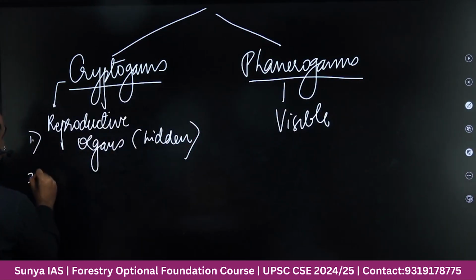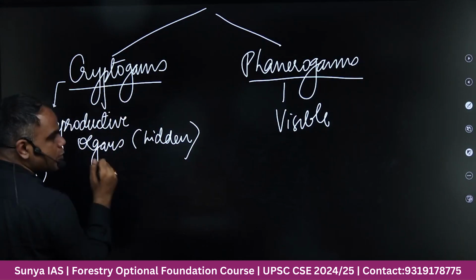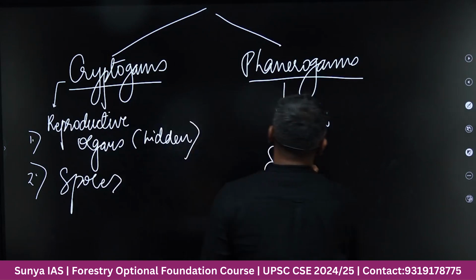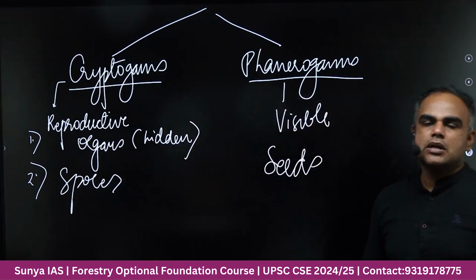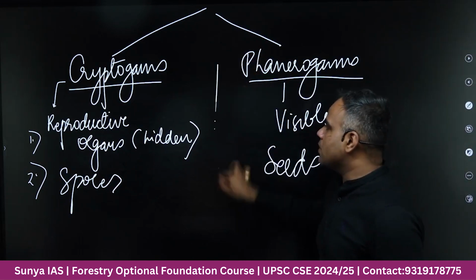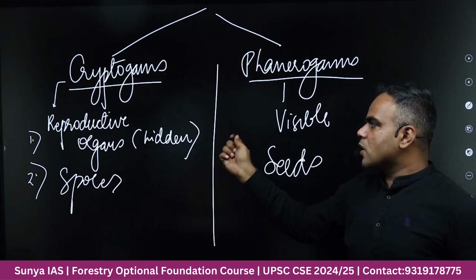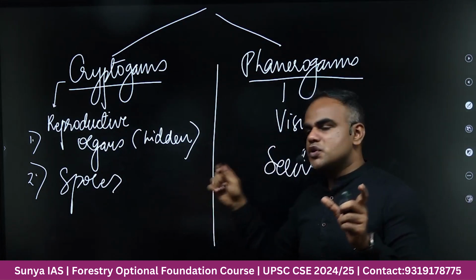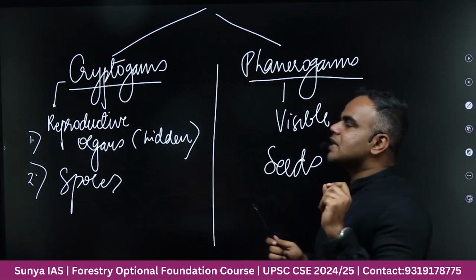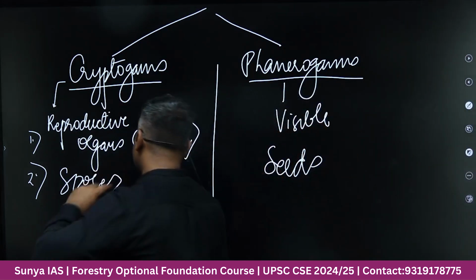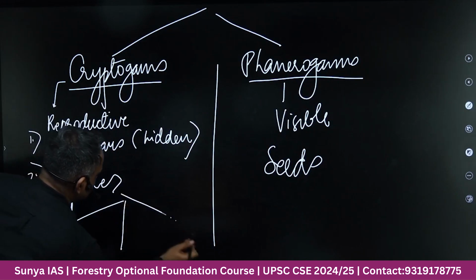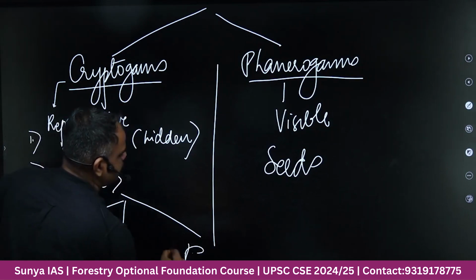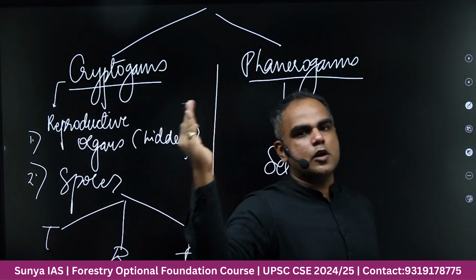The second point of difference is that cryptogams propagate or reproduce through spores, whereas phanerogams propagate or reproduce through seeds. So this is the main point of difference between a cryptogam and a phanerogam: the reproductive organs are hidden in cryptogams, as the name crypto tells you, and visible in phanerogams. Reproduction is through spores in one and through seeds in the other. Second, when I'm talking of cryptogams, I will talk about three things: thallophytes, bryophytes, and pteridophytes, TBP, in this order.